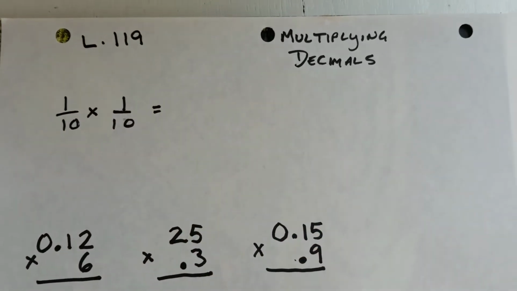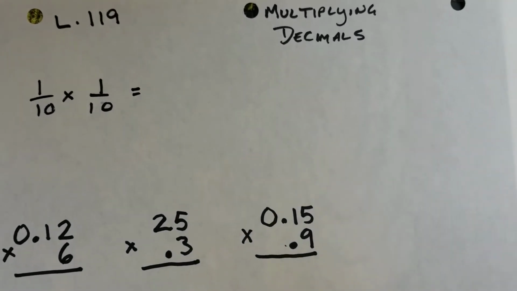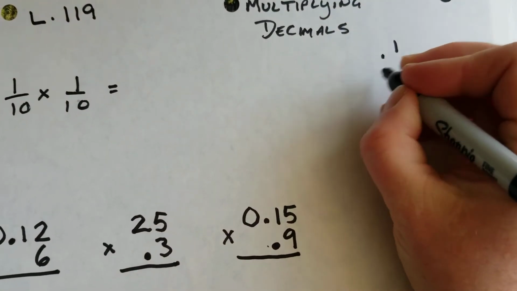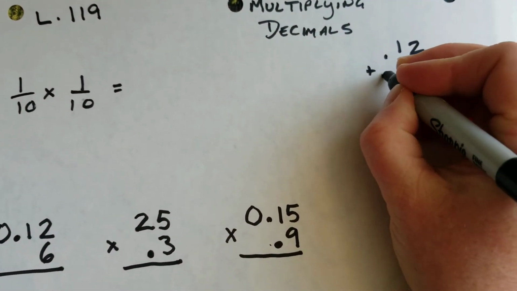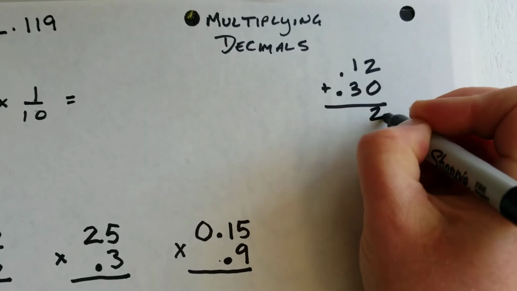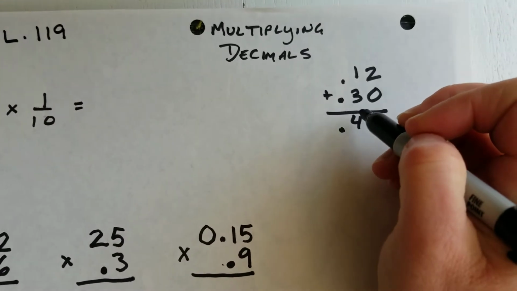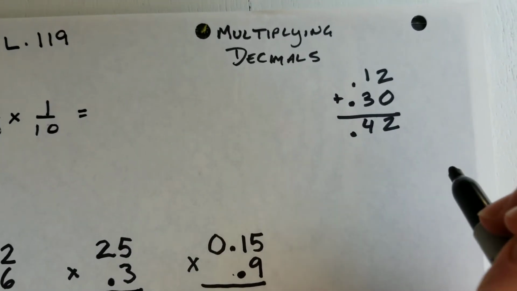Now multiplying decimals is different than adding and subtracting decimals. If you remember adding and subtracting decimals, you line up the decimal places and you fill in. So we end up with 12 hundredths plus 3 tenths equals 42 hundredths.